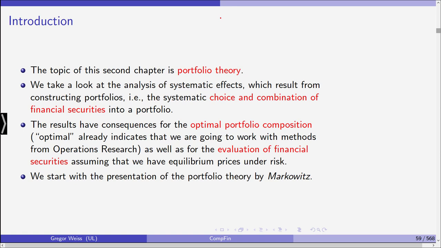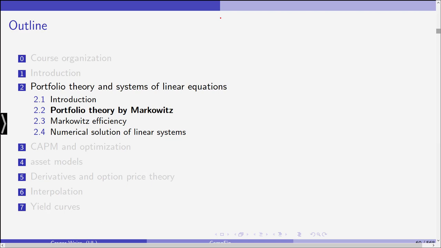It will then turn over to portfolio optimization. And as you can already see from this word optimal and optimization, we need methods from mathematics, from numerical analysis, and more precisely from operations research here to do portfolio optimization, to get the best mixture of assets in our portfolio. And this is what we'll be looking at today. It shouldn't be left unsaid that this whole theory was founded by Harry Markowitz. That's why we start with the classical portfolio theory of Markowitz. Okay, so that's chapter 2.2.